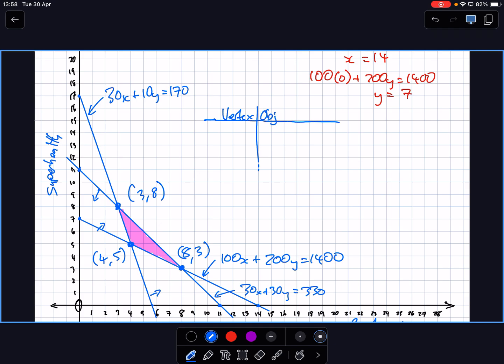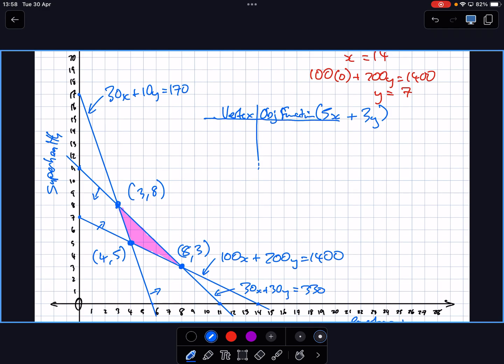Objective function. What was the objective function for this situation? How much was the power boost? Do you remember? $5. 5 times by X plus. How much was the super health? 3Y. So this is that table thing. This is the only new thing that it should be.